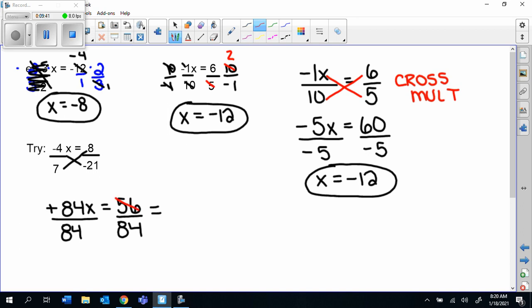7 goes into 56 8 times. 7 goes into 84 12 times. 8 over 12 can also be reduced one more step. So here you can see potentially you have a little work to do at the end. 4 goes into both of those numbers, so this would be a 2, and this would be a 3, and my final answer is x equals 2/3.